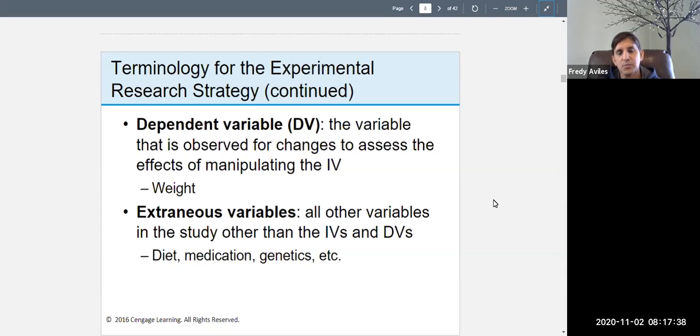And there could also be extraneous variables. Extraneous variables are other variables in the study, other than the independent variable, other than the dependent variable. Other things that are extra, okay? It could be diet, medication, genetics, all sorts of things. Those are extraneous variables. Those are other things that could possibly affect the outcome of the experiment. And you're going to want to control those extraneous variables, and we'll talk about that. Let's keep going.